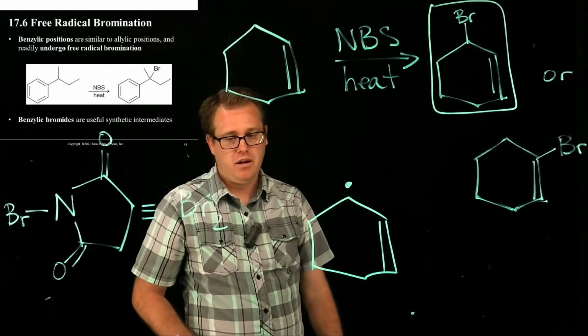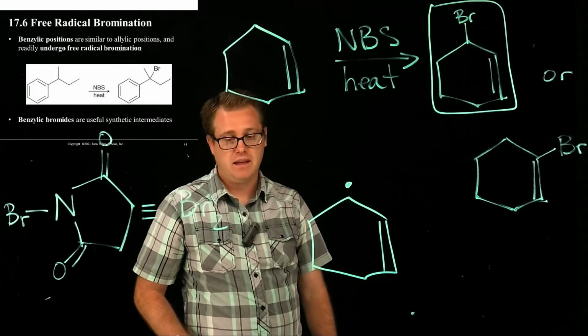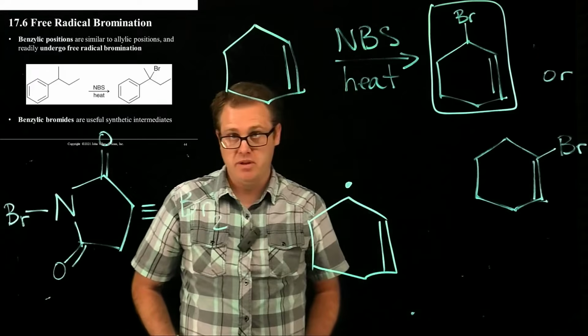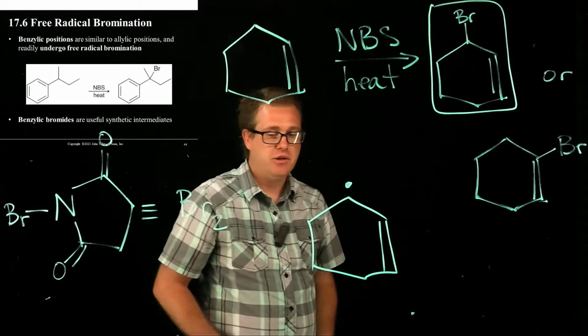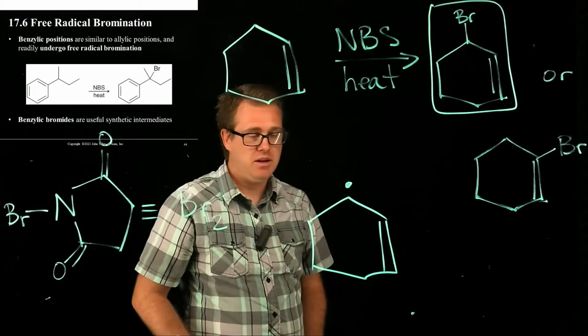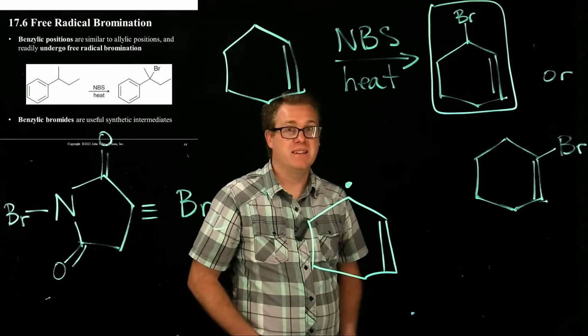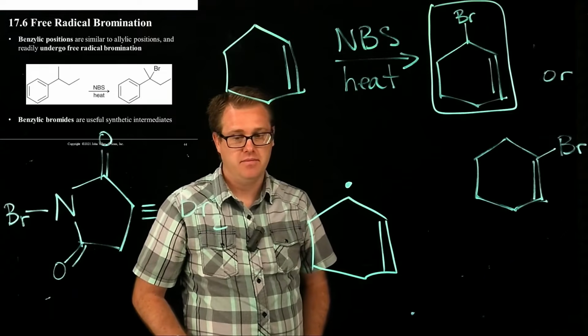So if you look here, if we take benzene with a substituent with the benzylic carbon there and treat it with N-bromosuccinimide, you're going to add the bromine to the benzylic carbon. Okay.